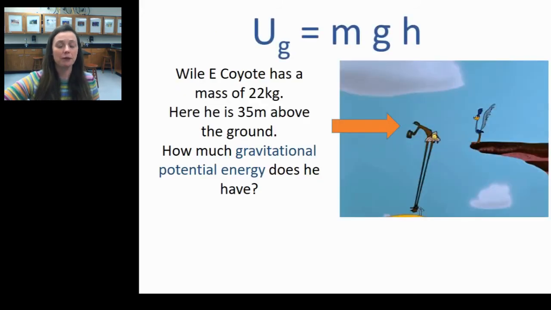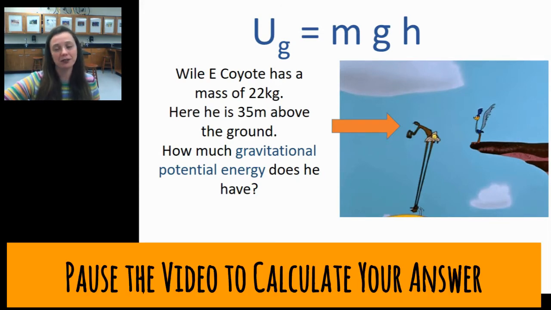Let's look at an example. Here we have Wile E. Coyote with a mass of 22 kilograms. At this point, he is 35 meters above the ground. How much gravitational potential energy does he have right now? Take a moment, pause the video, and come up with your answer.